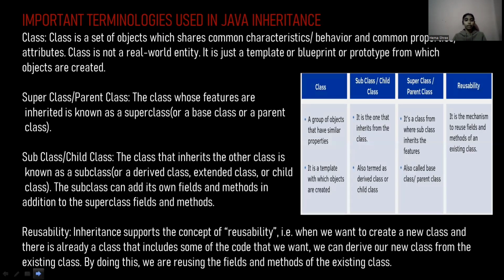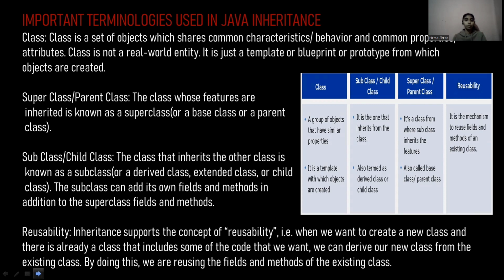Class, superclass, subclass, and reusability are the important terminologies used in Java inheritance. Class is a set of objects which share common characteristics or behaviors and common properties or attributes. Class is not a real-world entity. It is just a template, blueprint, or prototype from which objects are created.